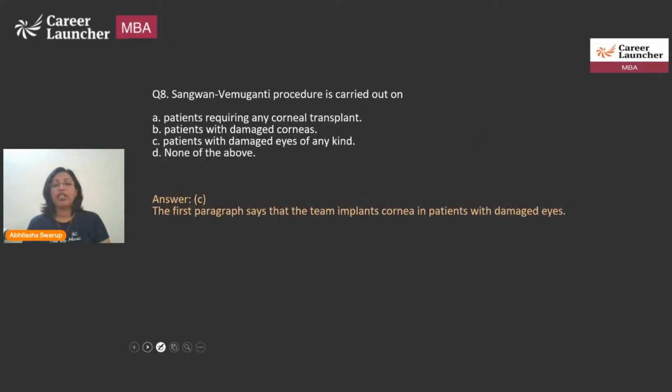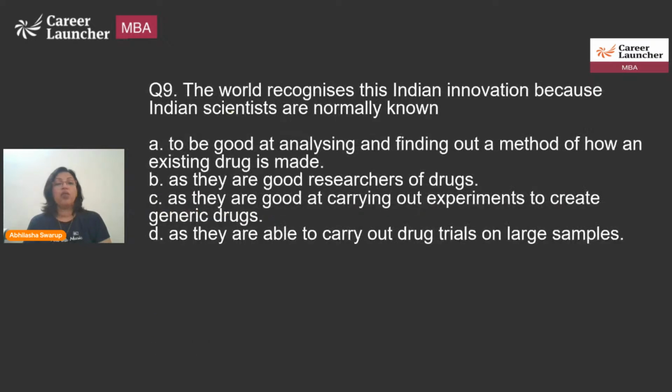All right. The next one. The world recognizes this Indian innovation because Indian scientists are normally known for what? To be good at analyzing and finding out a method of how an existing drug is made. They're good researchers of drugs. They're good at carrying out experiments to create generic drugs, and they're able to carry out drug trials on large samples. Which of these is the correct answer?